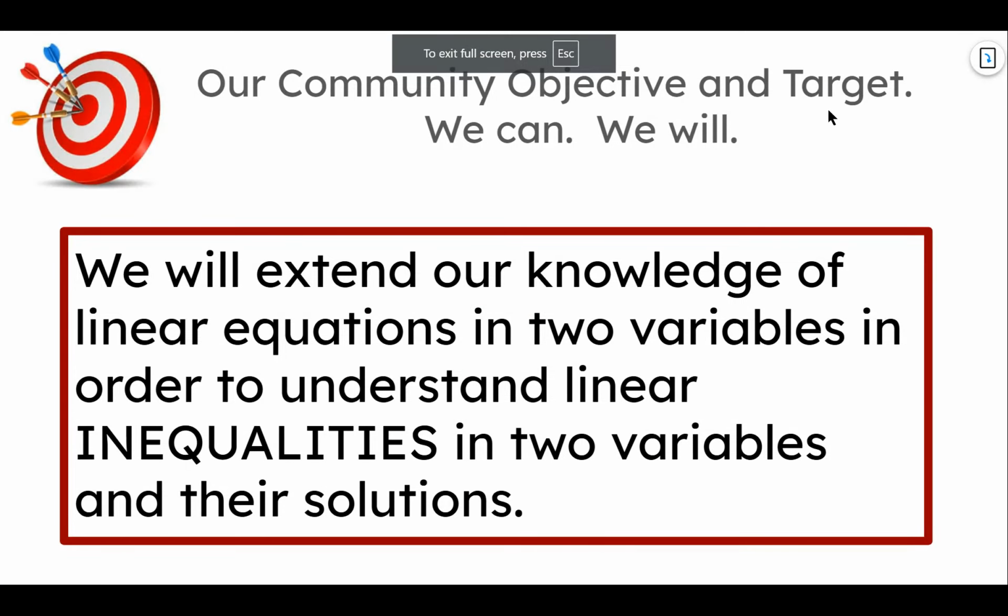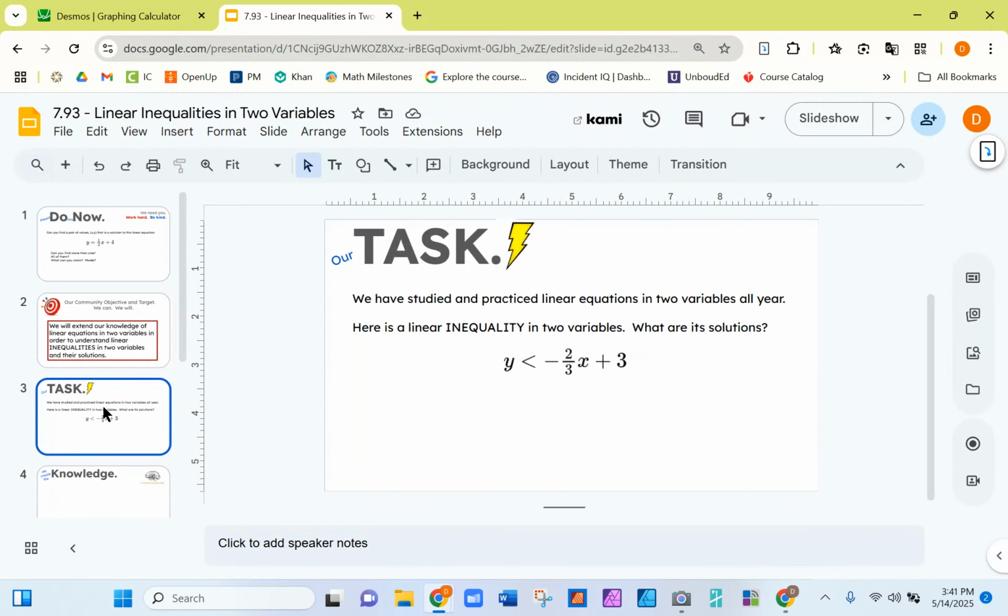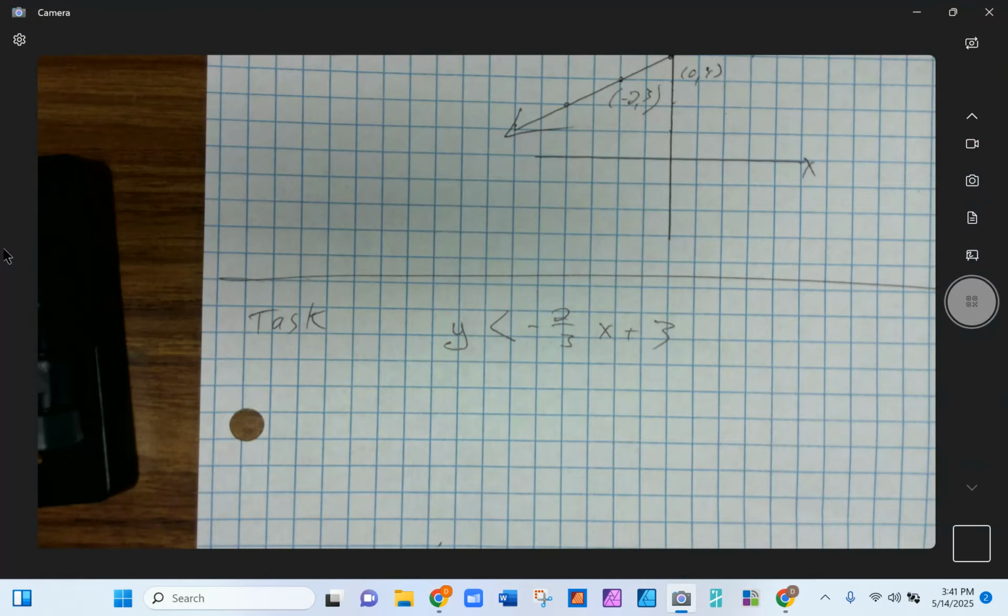Objectives right here: linear equations in two variables, basically lines that we graph. And we're going to be talking about inequalities, linear inequalities. So we look at this first one. I quite like doing these on paper, so I'm going to write this down. y is less than -2/3 x + 3. We have studied and practiced. Here's only two variables. What are its solutions? Okay.